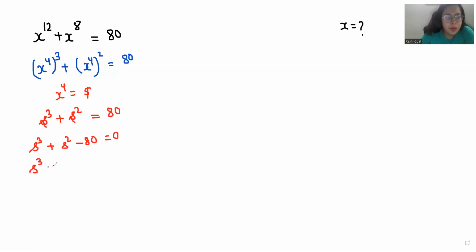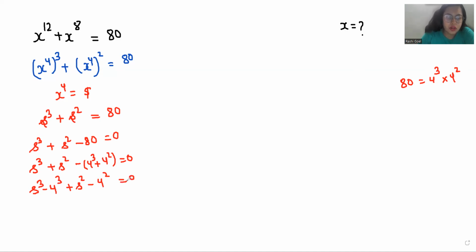So s cube plus s square minus 80, we can write 80 as 4 cube plus 4 square. So it becomes minus 4 cube minus 4 square is equal to 0. So s cube minus 4 cube plus s square minus 4 square is equal to 0.